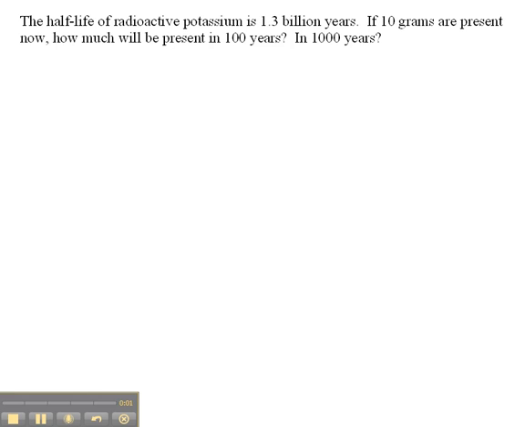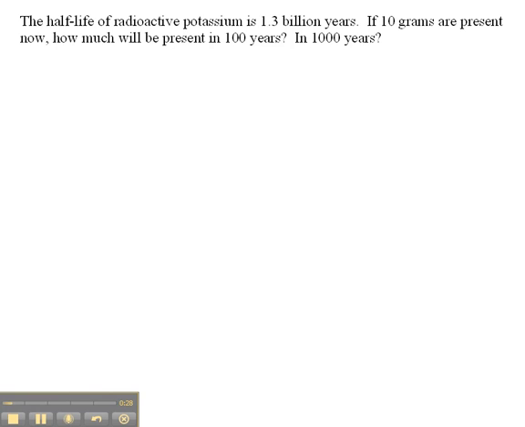Here we have a very, very interesting problem. We're talking about radioactive decay. When they talk about the half-life of radioactive potassium, they're talking about it decreasing or decaying. I mean, that's kind of what happens with radioactive materials. They gradually get less and less and less over time, and that's what half-life is talking about.